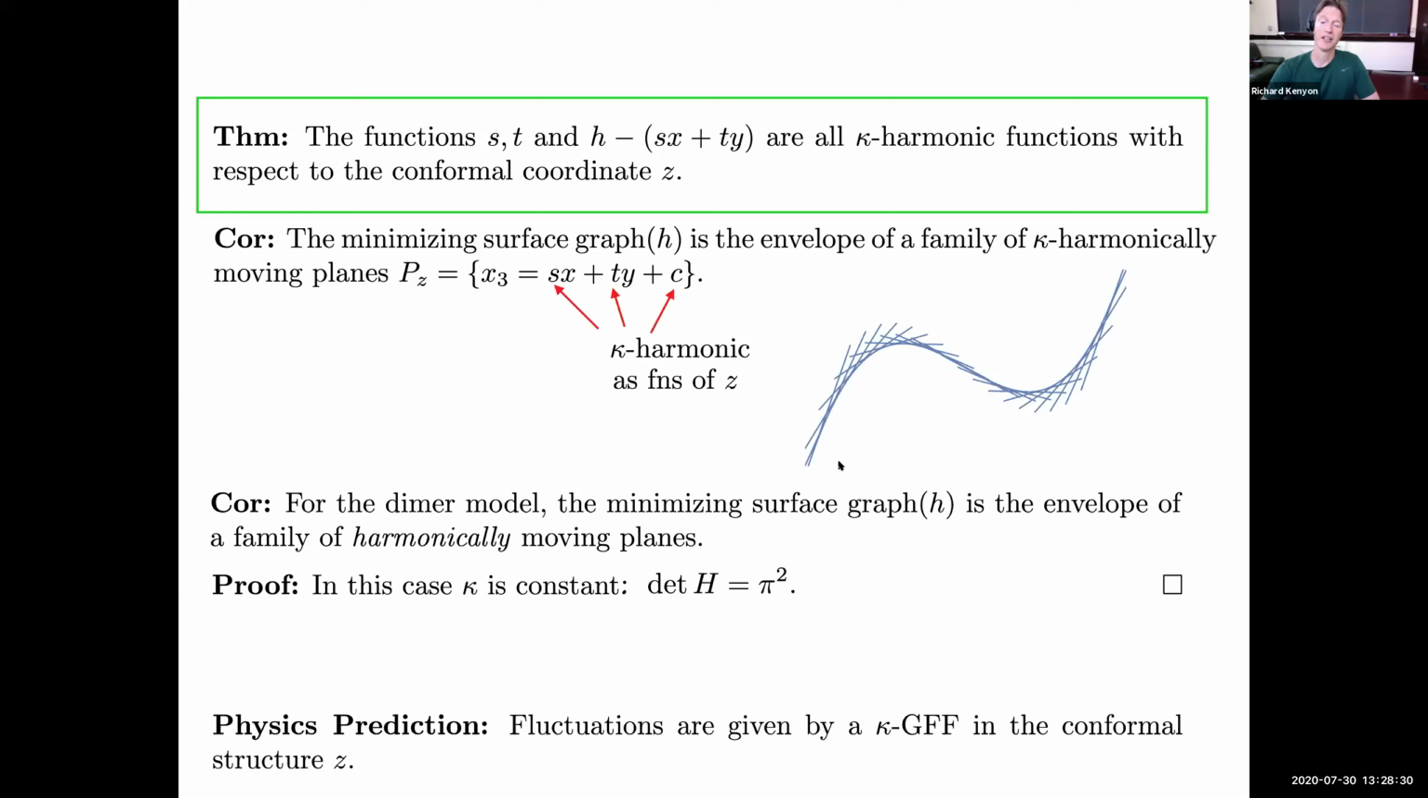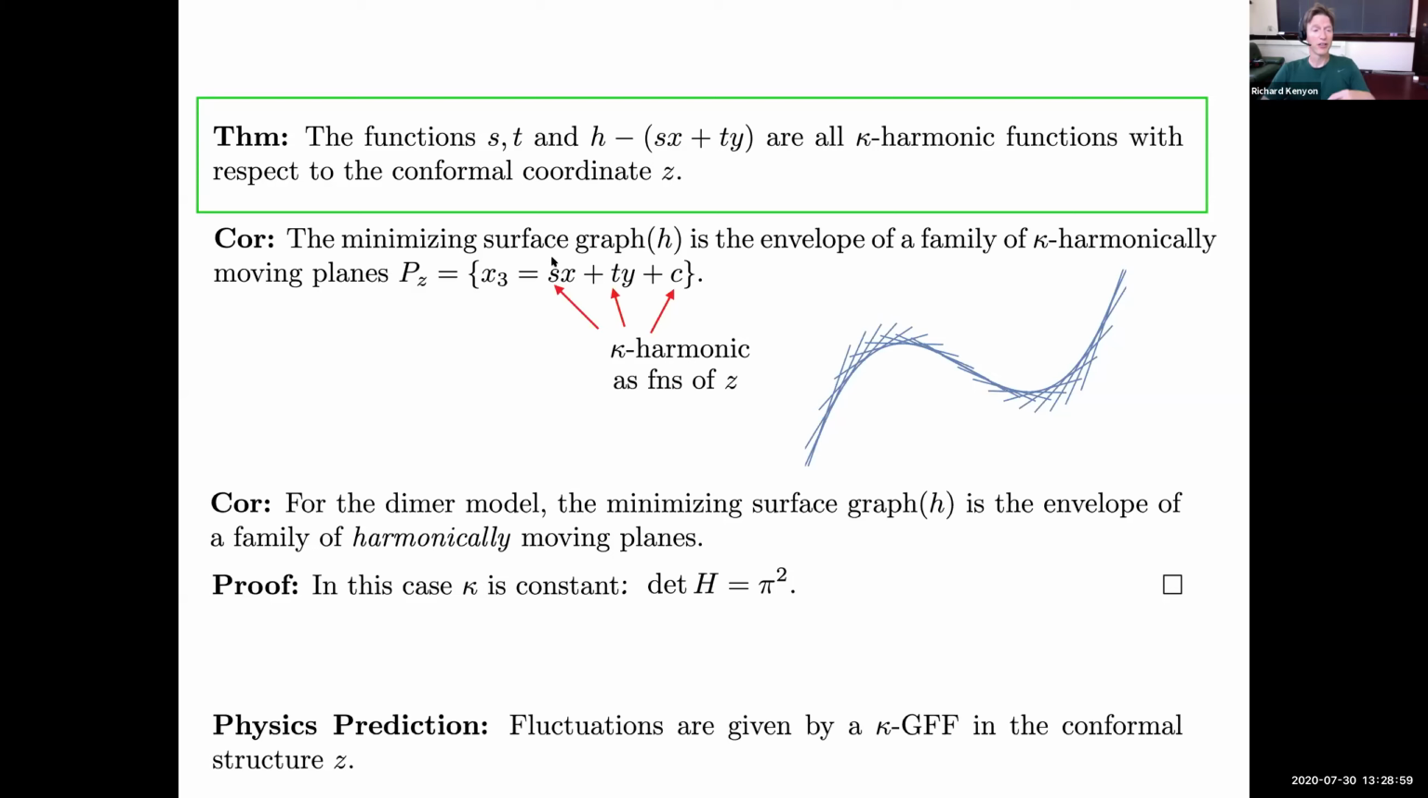Right, so I don't know how to draw in a nice way an envelope of a family of planes, so I did it one dimension lower. If you take a curve and you look at all of its tangent planes, of course you can reconstruct the curve from the family of planes, and that's what's going on one dimension higher. Once you understand the set of all tangent planes, then you can reconstruct the surface from that.